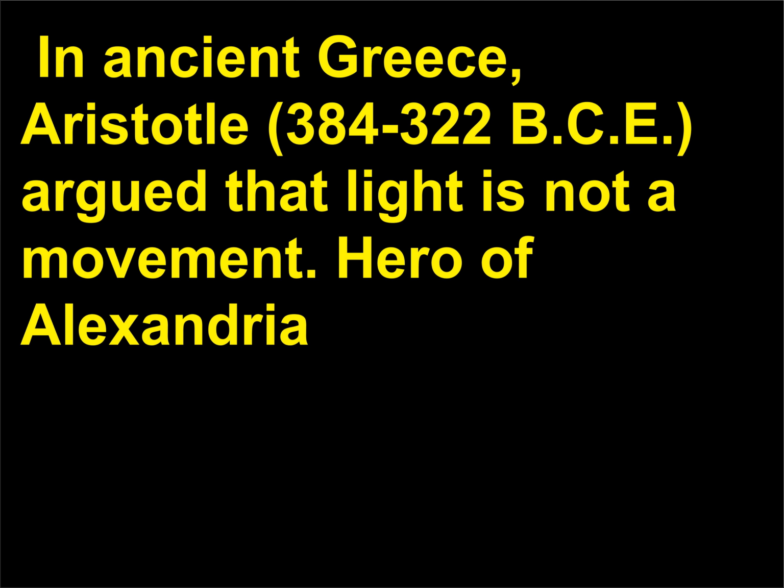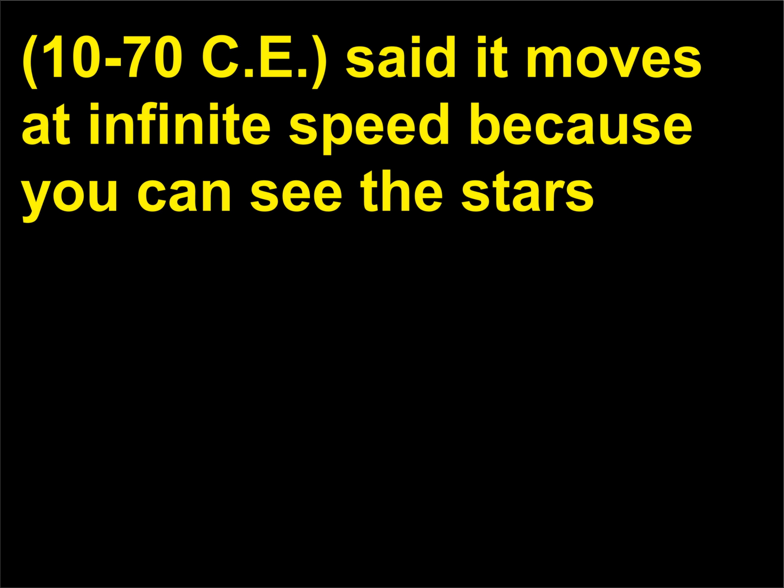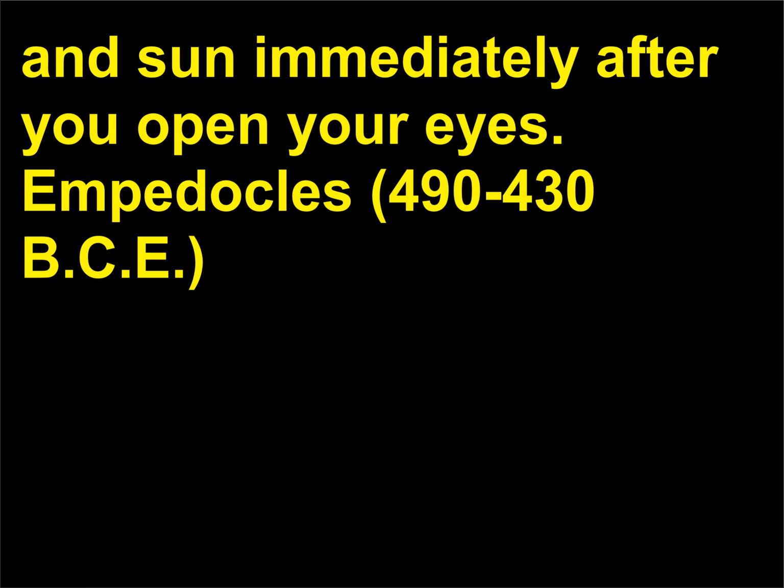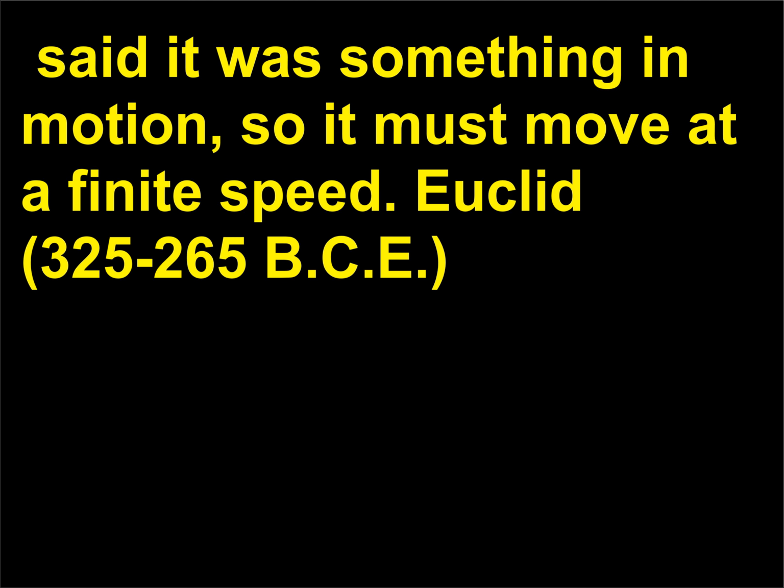In ancient Greece, Aristotle, 384 to 322 BCE, argued that light is not a movement. Hero of Alexandria, 10 to 70 CE, said it moves at infinite speed because you can see the stars and sun immediately after you open your eyes. Empedocles, 490 to 430 BCE, said it was something in motion, so it must move at a finite speed.